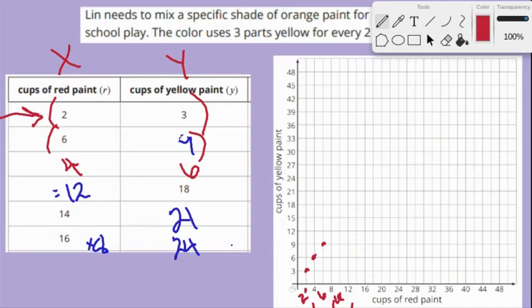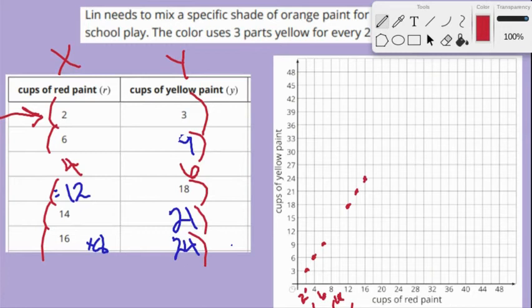Okay. My next set of ordered pairs is 12 and 18. So 12 on my x-axis, 18 on my y-axis. Next row is my next coordinate pair, 14 and 21. So 14 up to 21, there's my point. And then my last one, 16 and 24. 16 and 24 puts it right there. Okay.